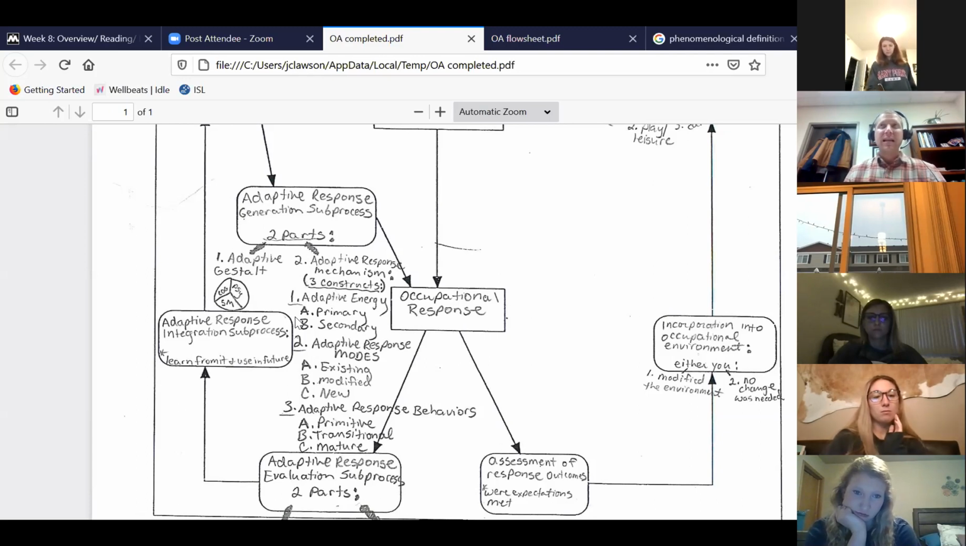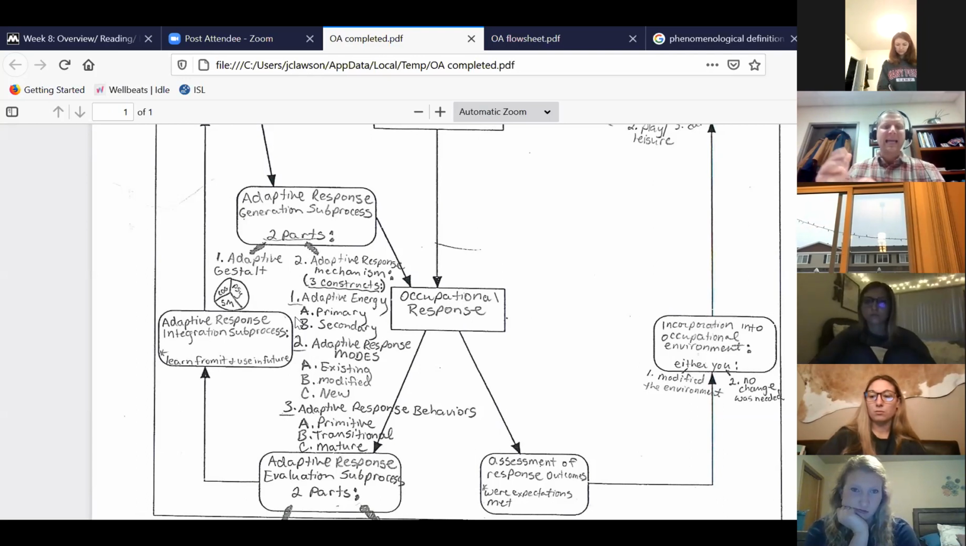So when we're trying to figure out how to do our occupations, chances are we're going to go to an existing mode, something we're already familiar with. Okay, that may not work. So then maybe we're going to try something new, a new way of doing something. So with shoe tying, maybe I had a stroke. I can't do my shoe tying the way I used to do. And I'm going to try and do it that way, even though I know I can't do it. I'm going to try it because it's the only way I've ever tied my shoes before.